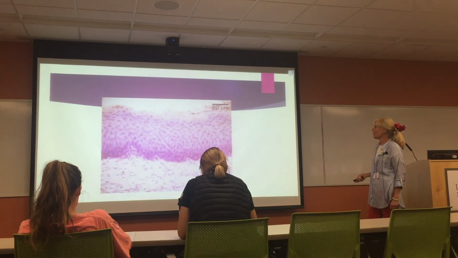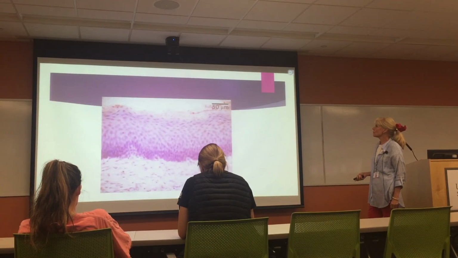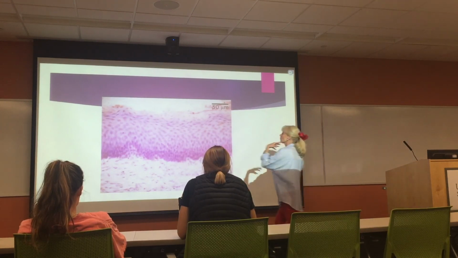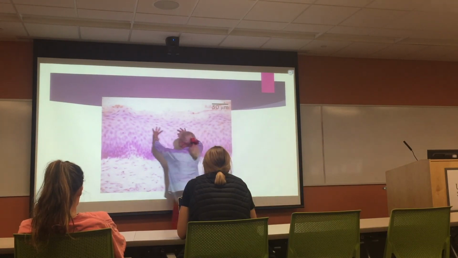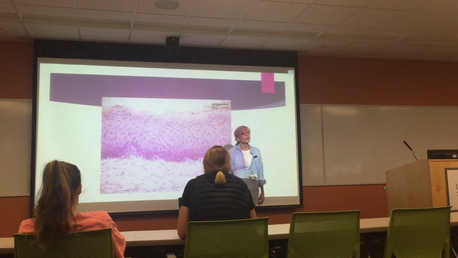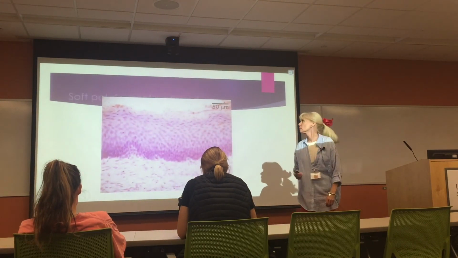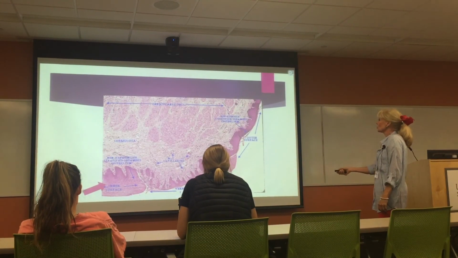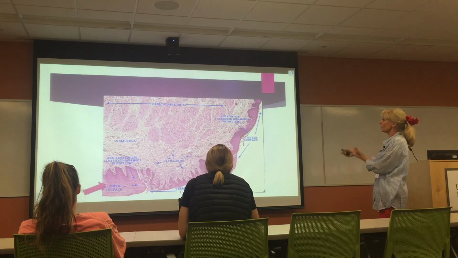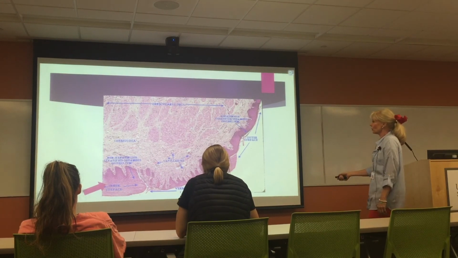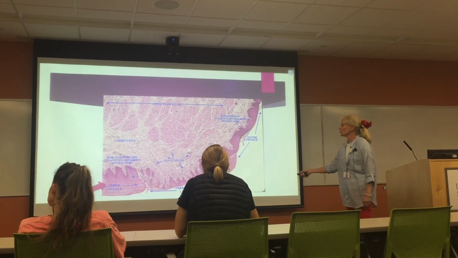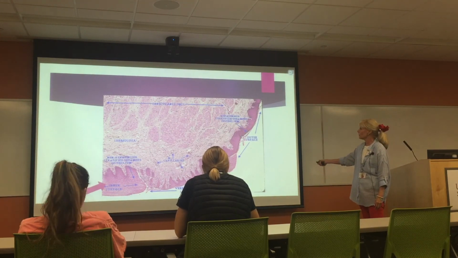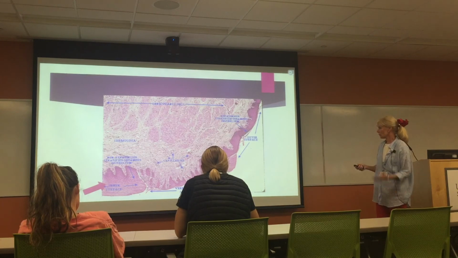How about this one? Go for it. What is your first impression as you're looking at this? Yeah, it's non. Here's just some junctions, like in the lip, where here's the inner surface, which is non-keratinized, versus keratinized. Look at all these layers here. That's just like a junction.